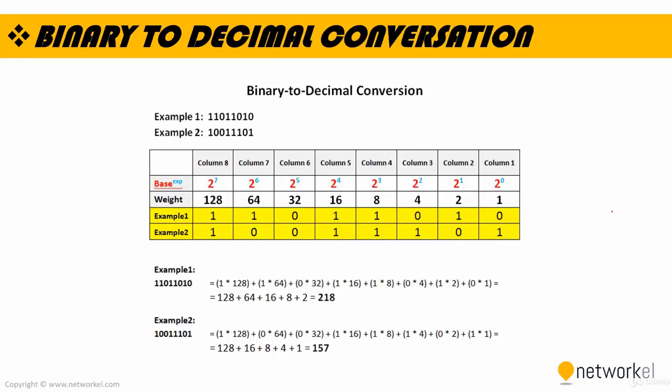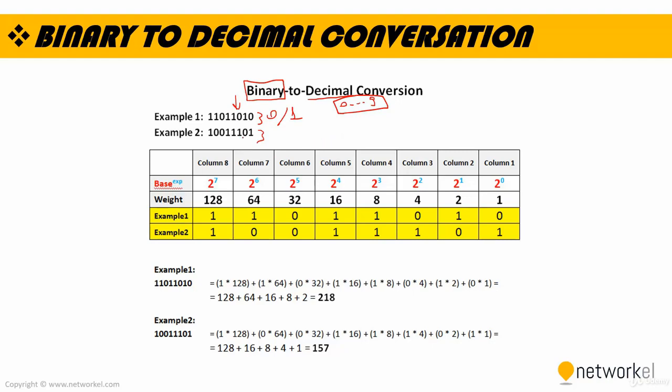Let's take a look at the binary to decimal conversion. We have 2 examples and we have 2 numbers in here. In example 1, I'm going to use this, and for example 2, I'm going to use this. These are binary values of the numbers. In binary values, I can use just 0 or 1. But in the decimal values, I can use the numbers from 0 to 9, as you know.